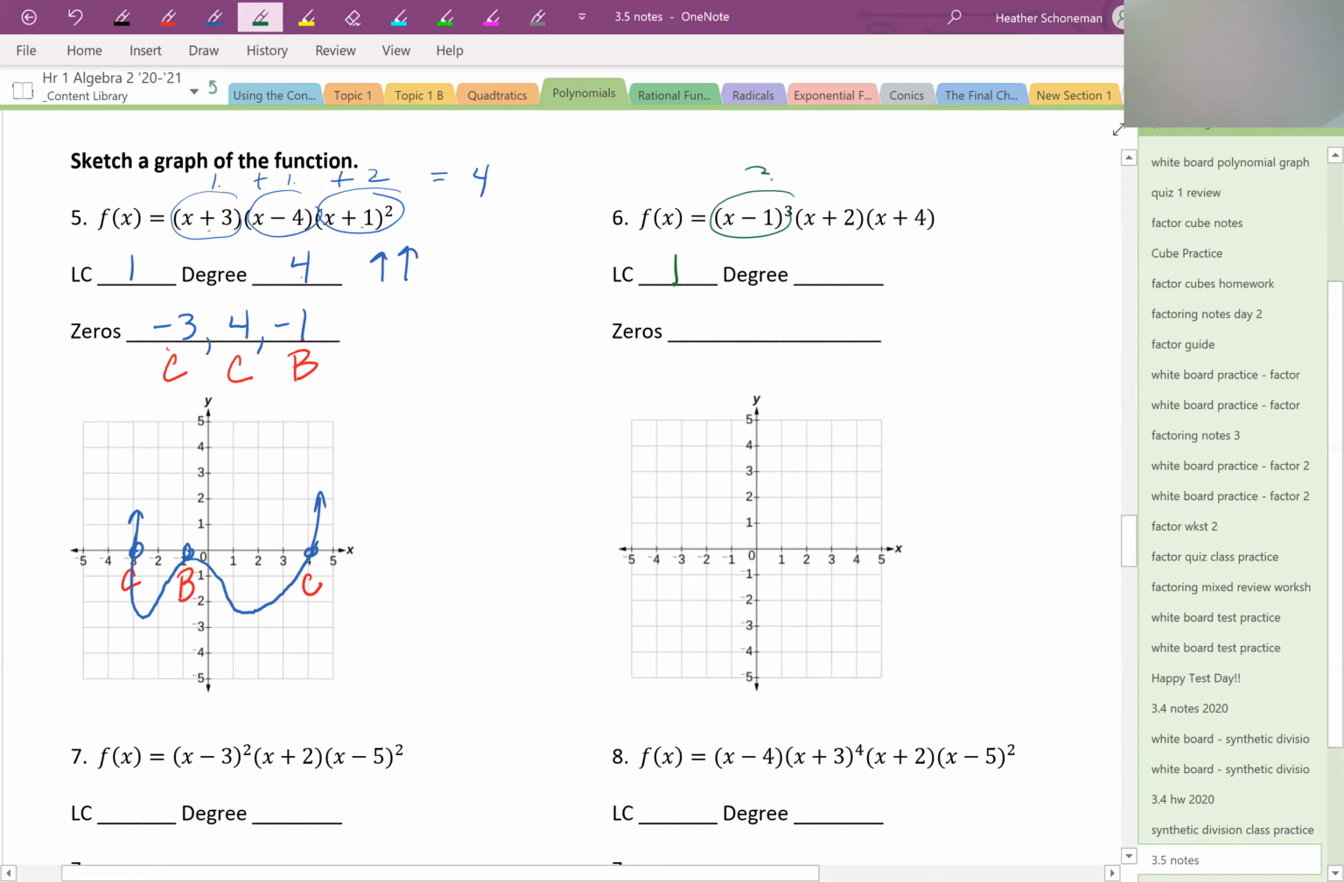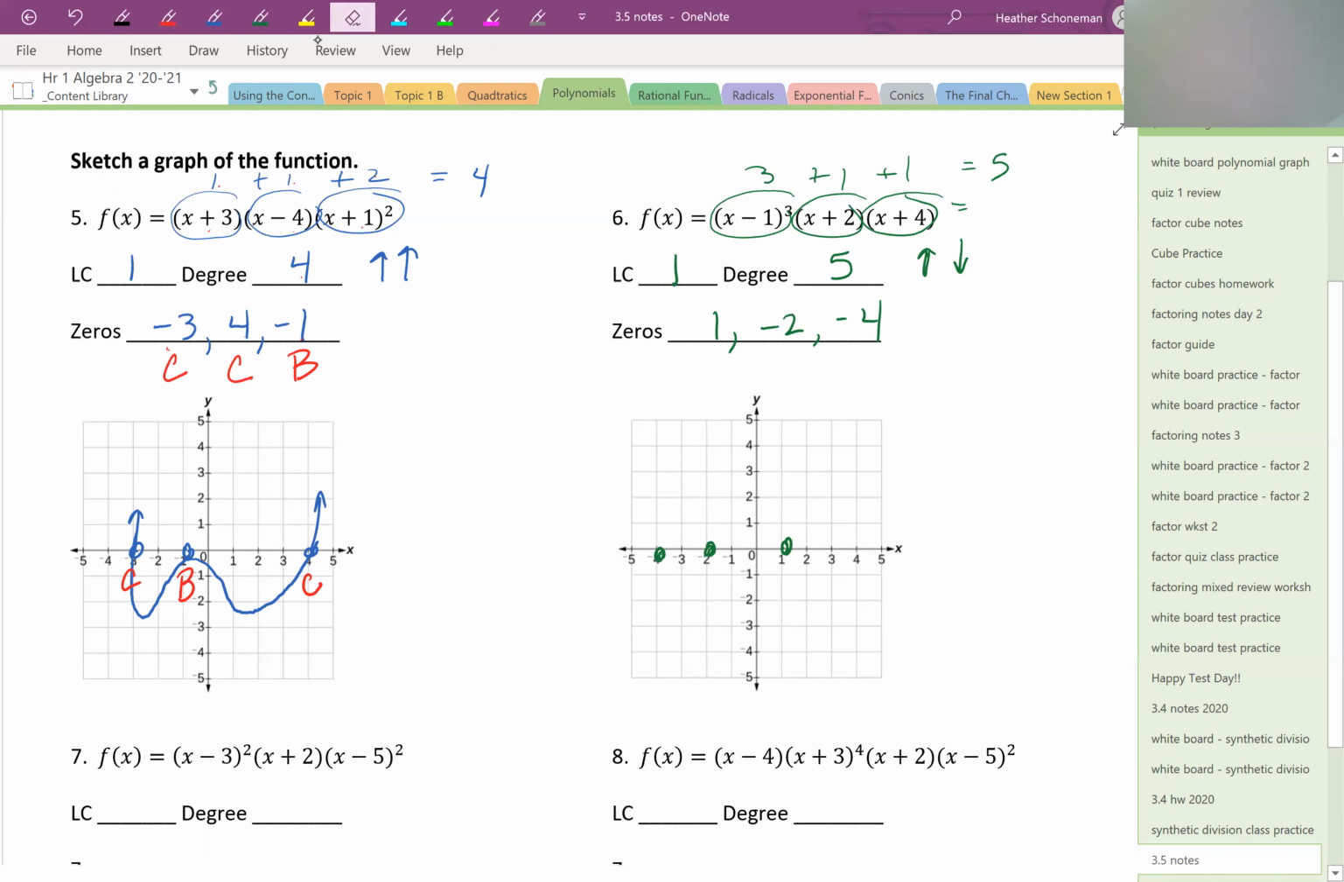The leading coefficient is 1. The degree is 3, this is 1, this is 1. So I get a grand total of 5. That's odd, so I'm going to go down to the right and up to the left. My zeros are 1, -2, and -4. Oops, I did this backwards. I apologize. This should be up to the right and down to the left.